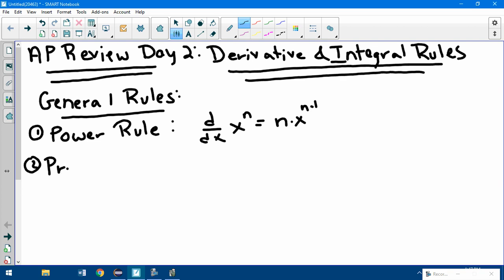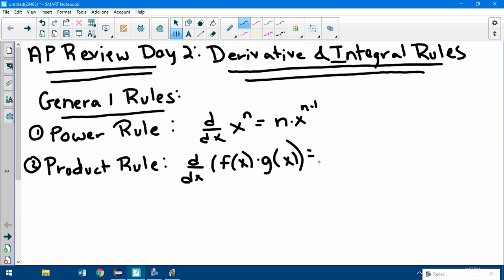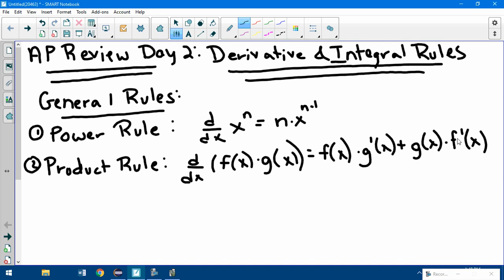Product rule. It's important that you know this in terms of its formula in addition to how to do it. So the derivative of f of x times g of x is the first, which would be f of x, times the derivative of the second, g prime of x, plus the second, g of x, times the derivative of the first, f prime of x. And I know some of you might do this in a different order, but since it's multiplication and addition, it's all commutative, it should be fine.